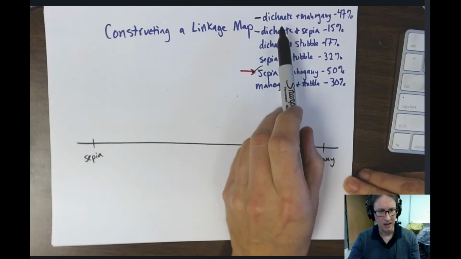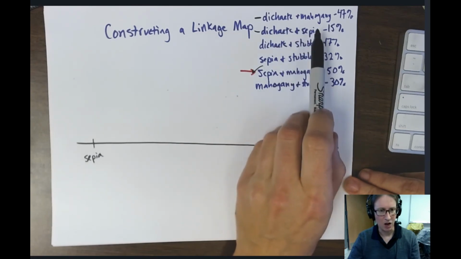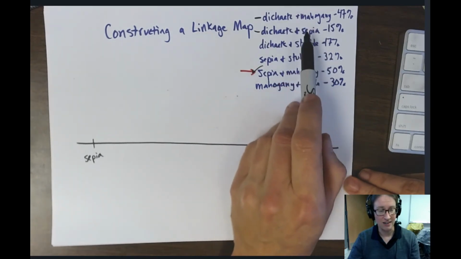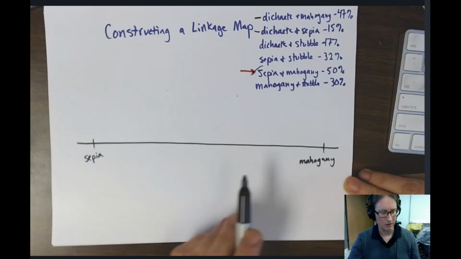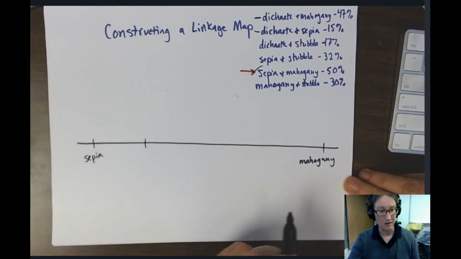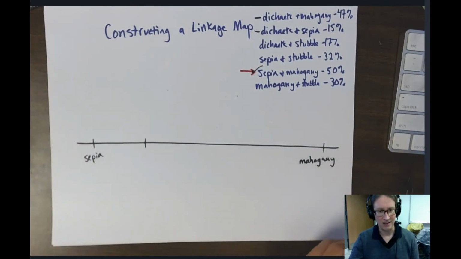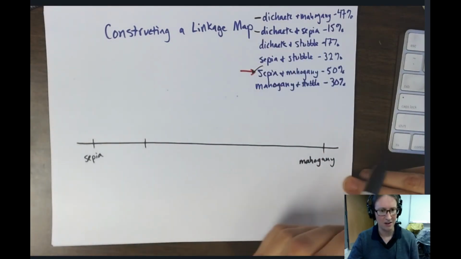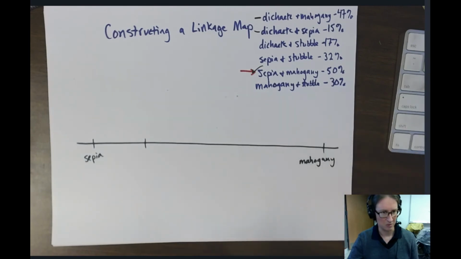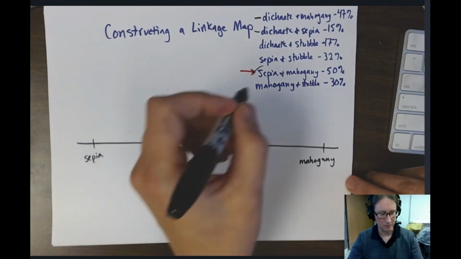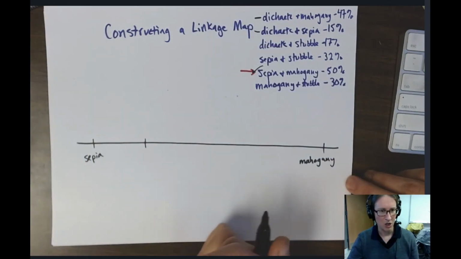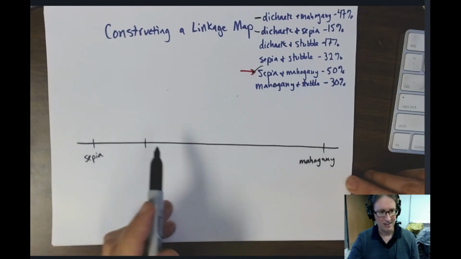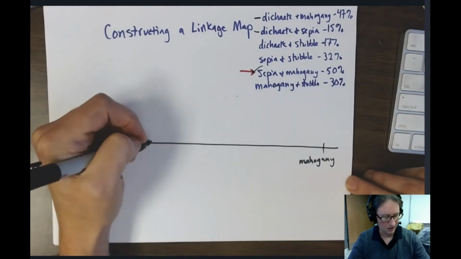So notice that dikete and sepia are closer together than dikete and mahogany. That tells me that dikete has to be in between sepia and mahogany. It can't be out here, because if this number were also 50%, then I'd know dikete was somewhere out here. We don't really know where it is. But in this case, between those two pieces of information, we can figure out that dikete is located in between sepia and mahogany.